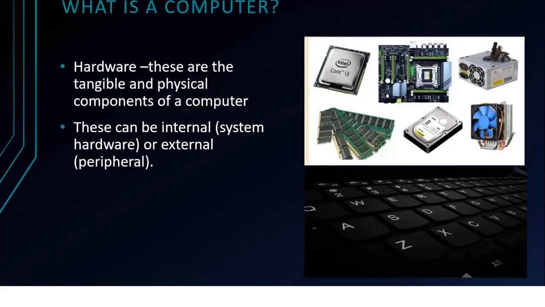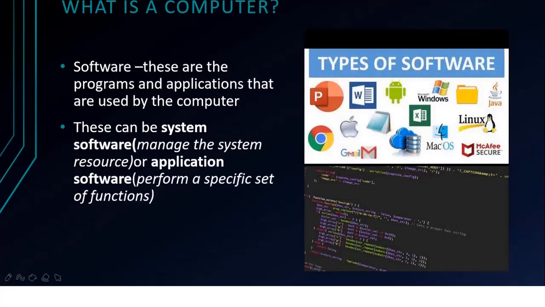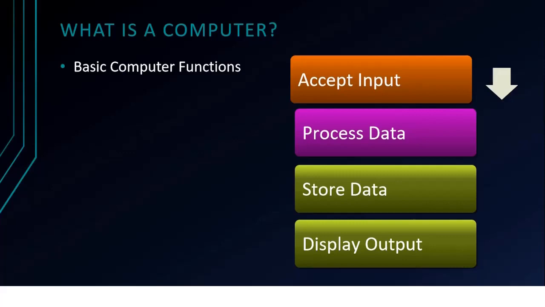Software, on the other hand, refers to the set of programs and applications that are used by the computer, like operating systems, word processors, and games. Some software are specifically designed to manage the system resources, like operating systems and device drivers, whilst others are designed to perform specific tasks for the user, like games, text editors, and even word processors. So, in the event that you are asked of the 4 basic computer functions, I would expect you to spell out that computers accept input, they process data, they store data, and they display output.